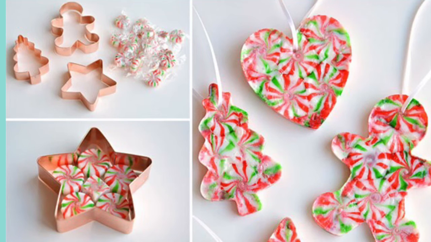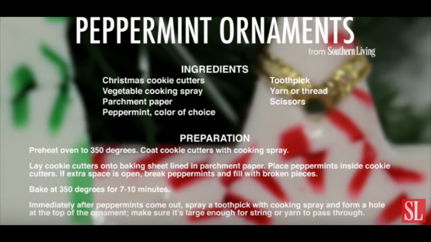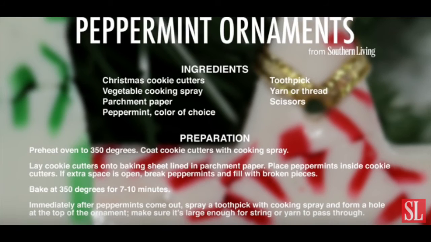So you're going to need an adult to help with this activity. What you're going to do is take a cookie cutter that's metal and coat it with some nonstick spray, and then you're going to either place the peppermint candies inside the shape of the cookie cutter or break them into smaller shapes and pieces. That's kind of fun to do too. And then go ahead and put it in the oven that's preheated to 350 degrees, and leave it in there for about 7 to 10 minutes.